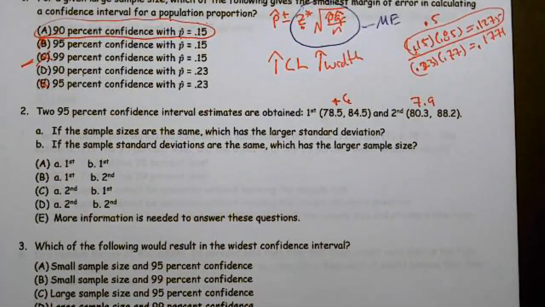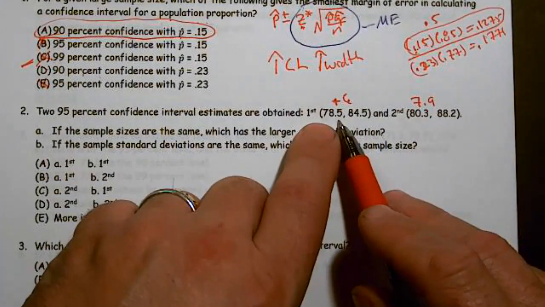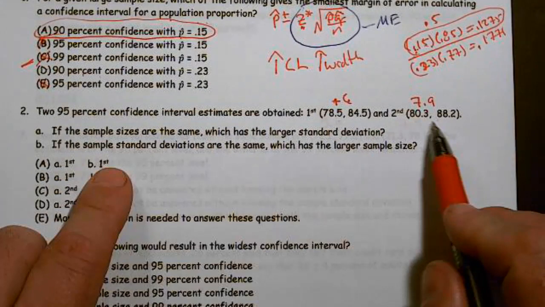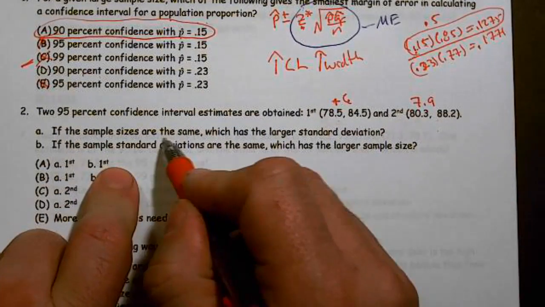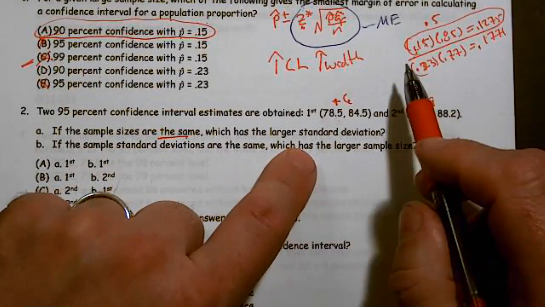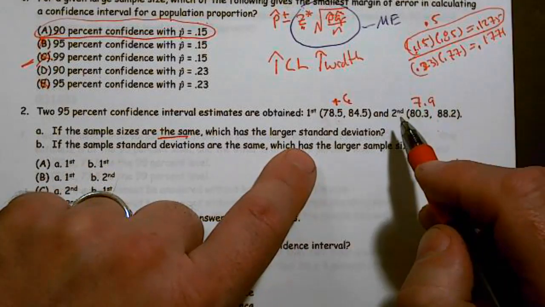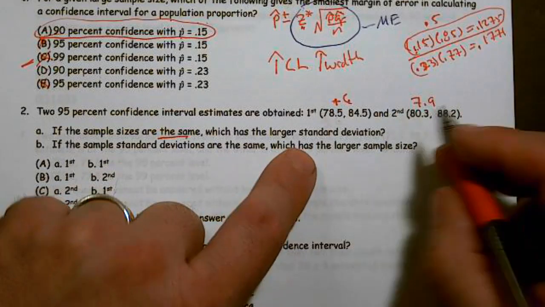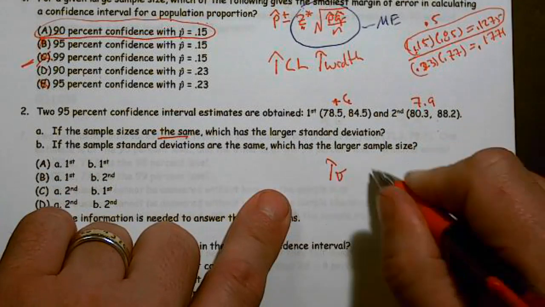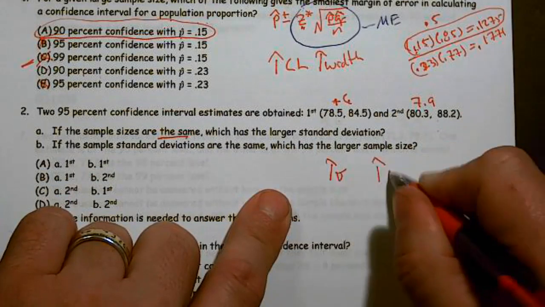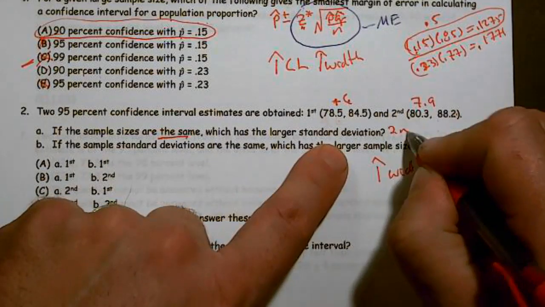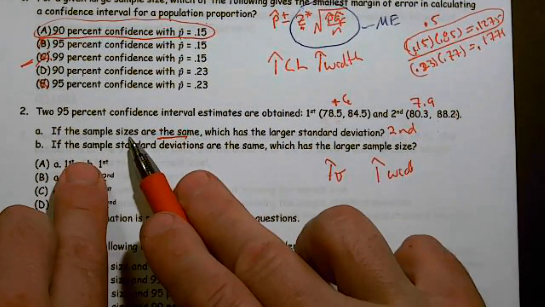Two 95% confidence interval estimates are obtained. This one has a width of 6. This one has a width of 7.9. If the sample sizes are the same, in other words, given the same n, which has a larger standard deviation? Well, the larger the standard deviation, the larger the width. So once again, as this goes up, width goes up. So in this case, we go, oh, the second one would have the largest standard deviation.